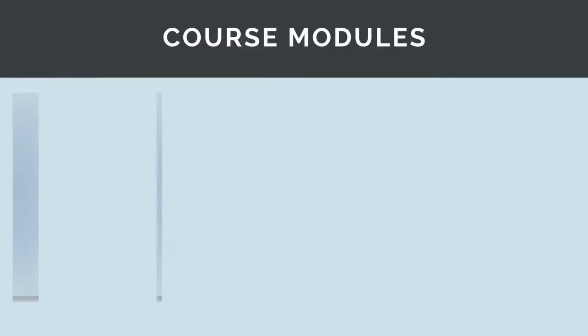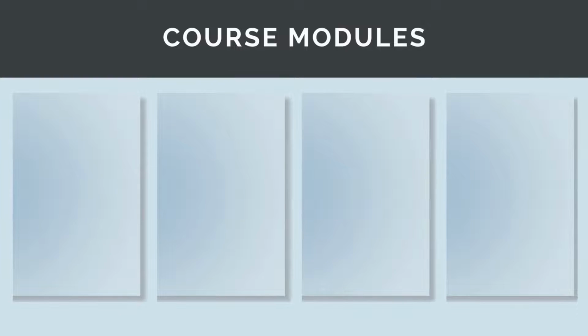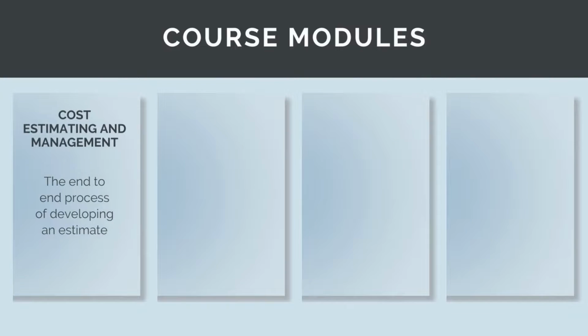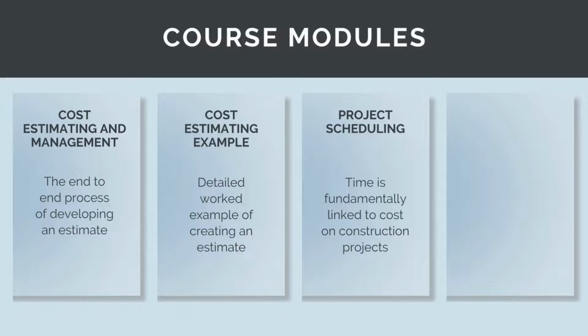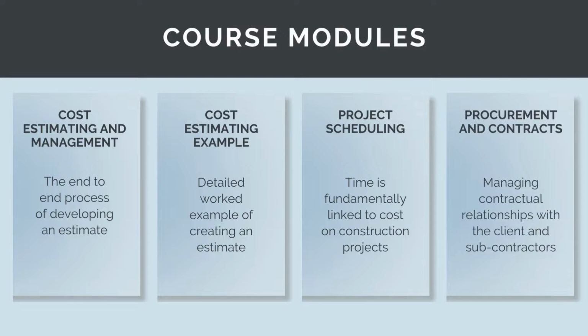The 4 modules we offer as part of our comprehensive construction cost estimating masterclass are the fundamentals of cost estimating and management, where we take you through the end-to-end process of developing an estimate. Then we go through a detailed worked example of creating an estimate on a real-world project. Then we also recommend taking the module on project scheduling. Time and cost are fundamentally linked, and to be a good estimator, you need to understand schedules. And then finally, we have modules on procurement and contracts. Estimating and contracts are highly interrelated. If you don't understand the contents and structure of a construction contract, your ability to be an effective estimator will be limited.